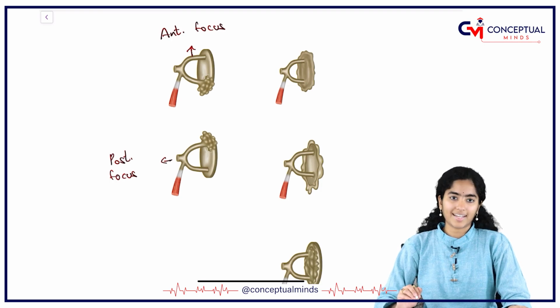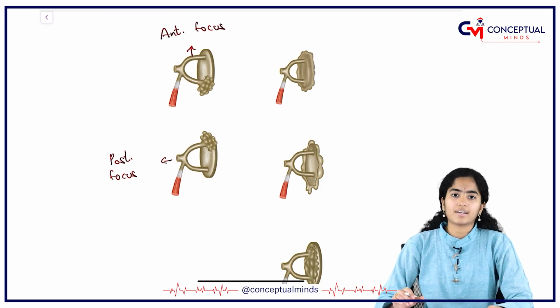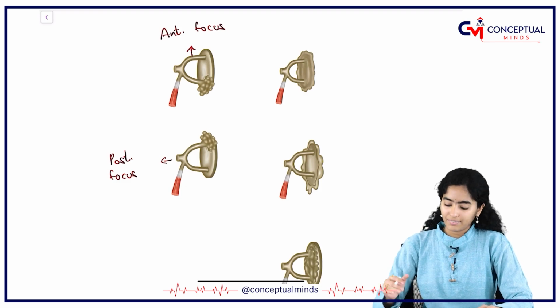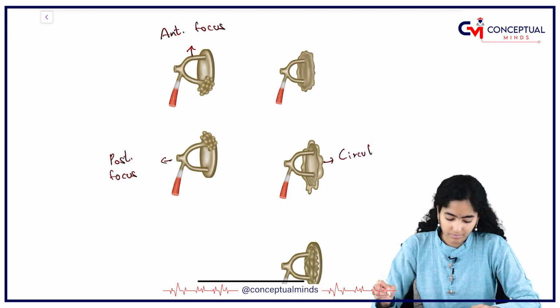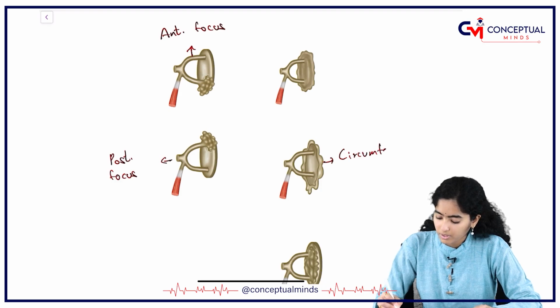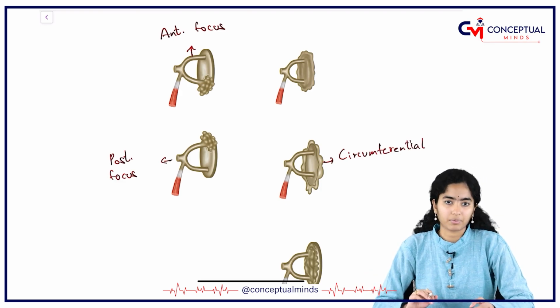And then the third type is circumferential type, where the disease spreads around the margin, leaving the center. This is the circumferential type. It is all around the stapes footplate, but the center is spared.